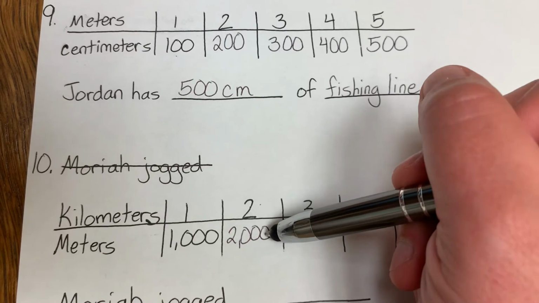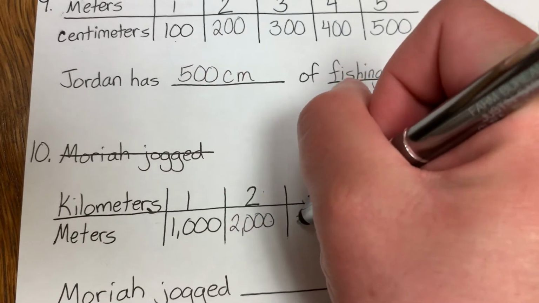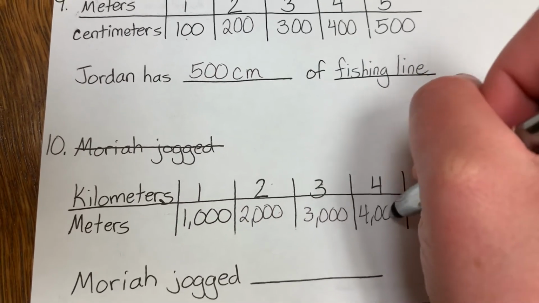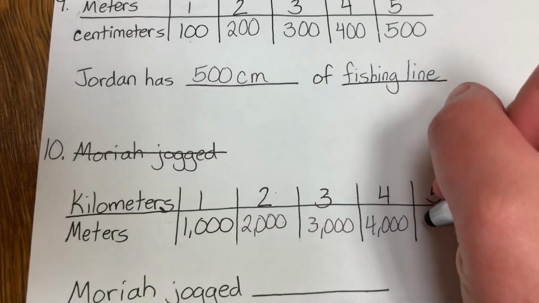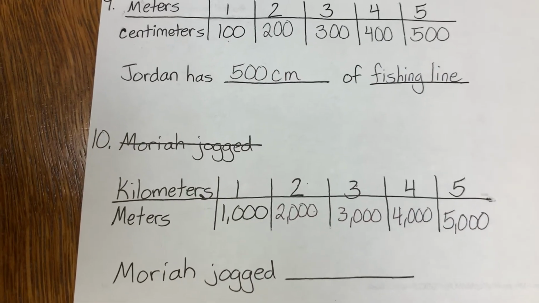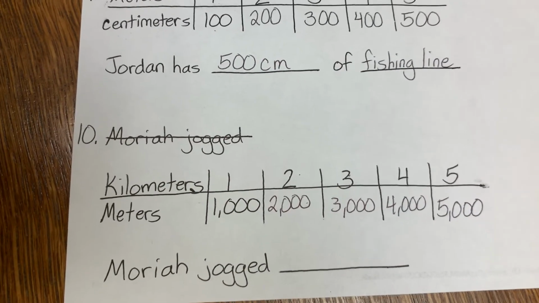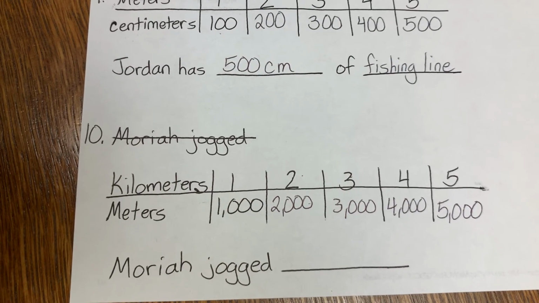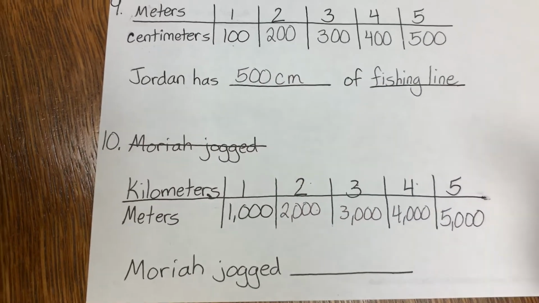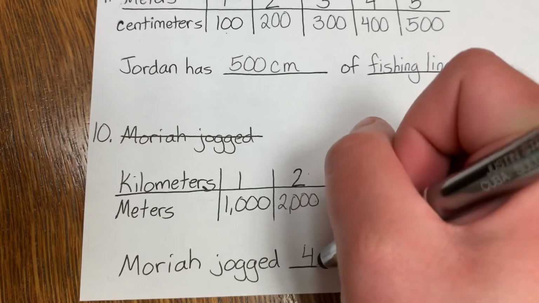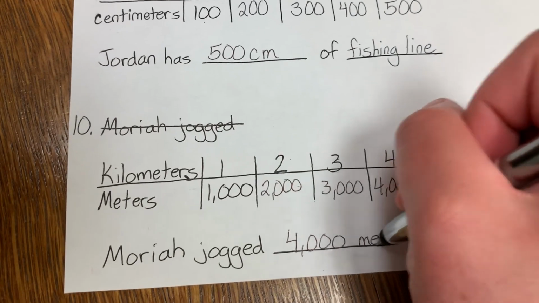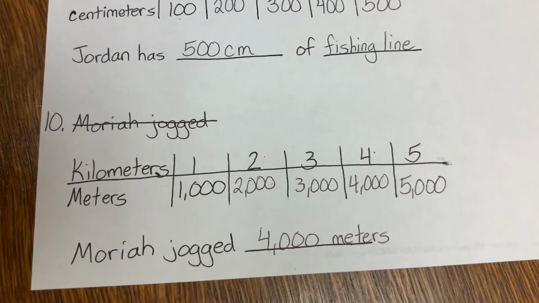So 2 kilometers is 2,000 meters. 3 kilometers is 3,000 meters. 4 kilometers is 4,000 meters. And 5 kilometers is 5,000 meters. So we can say at the bottom, the question was, Mariah jogged 4 kilometers this morning. How many meters did Mariah jog? So right here was 4 kilometers. So that means she jogged 4,000 meters. You can label it with just the M, or you can write out the whole name meters.